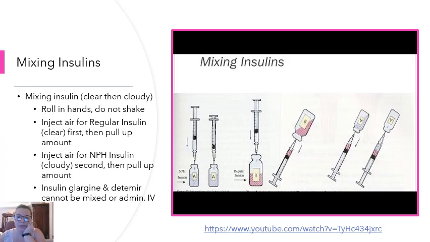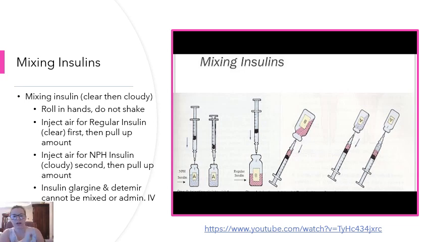Now we will move to mixing our own insulin. So if it's not already pre-mixed in your vial, we can mix them ourselves, but there's a lot of precautions here. So when we try to mix different types of insulins, we need to make sure that we go from clear to cloudy. So your clear ones are going to be your short and rapid acting ones. You need to roll the vial in your hands just like before. So you're mixing it up. You do not shake the vial.